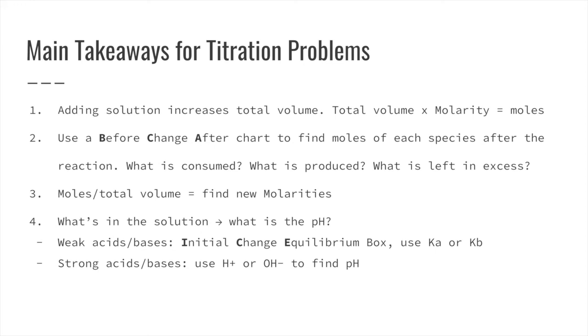If we're dealing with weak acids or bases, use the ICE box and use Ka or Kb to find the H+ concentration or the OH- concentration. Ultimately, you're finding pH. If you're dealing with strong acids or bases, use the H+ or OH- that you get directly from the strong acid or base to find the pH.